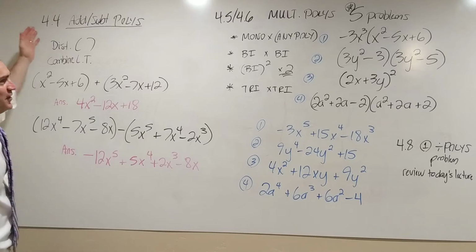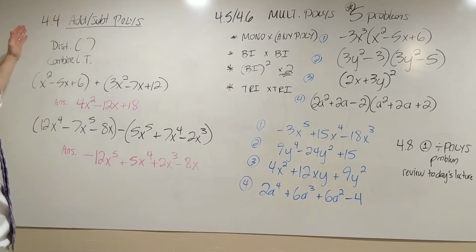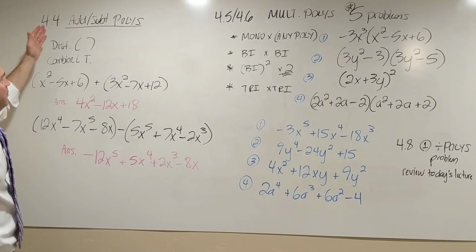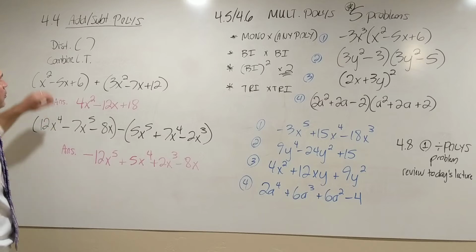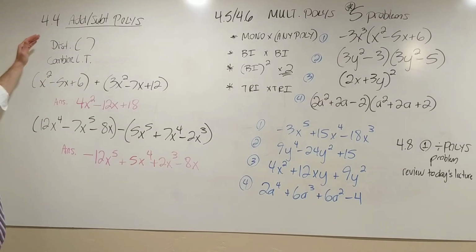Okay, reviewing for the test. Section 4.4. Addition and subtraction of polynomials. You've got 2 problems. If you remember, when we add and subtract polynomials, we distribute parentheses, then we combine like terms. Again, folks, I'm not going to do these problems with you, save maybe one that I want to show you something on, but here are some examples.